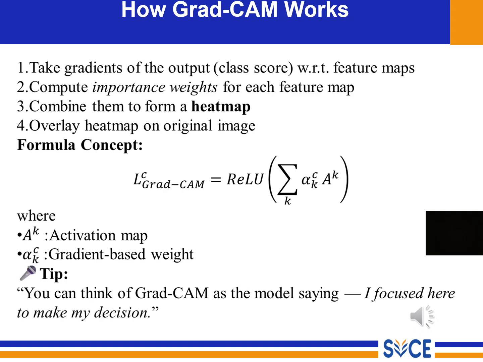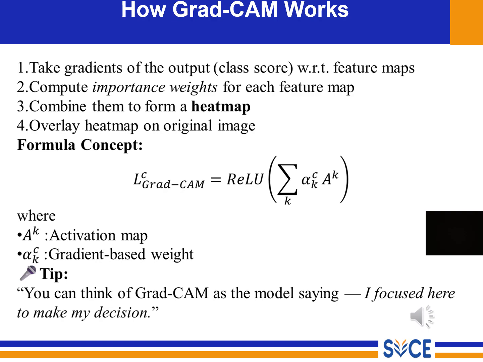This is the working procedure of GradCam step by step. Let's understand how GradCam actually works. We first take the gradient of the output, say the score of the cat class, with respect to the feature maps of the last convolutional layer. This gradient tells us how important each feature map was for the class. Then we take the weighted average of these maps using those gradients as weights. Finally we pass this through the ReLU function and overlay it on the original image.